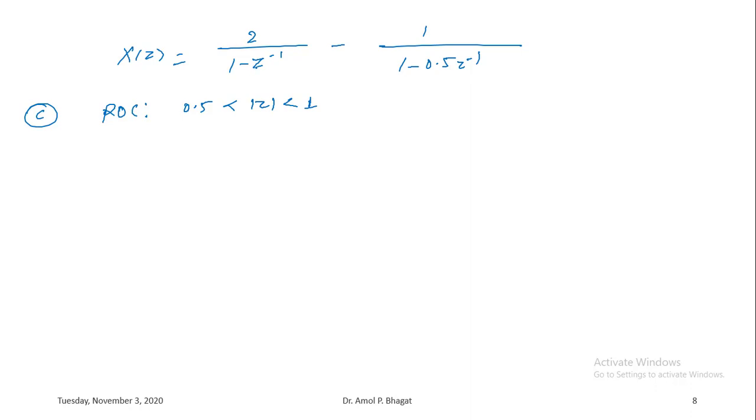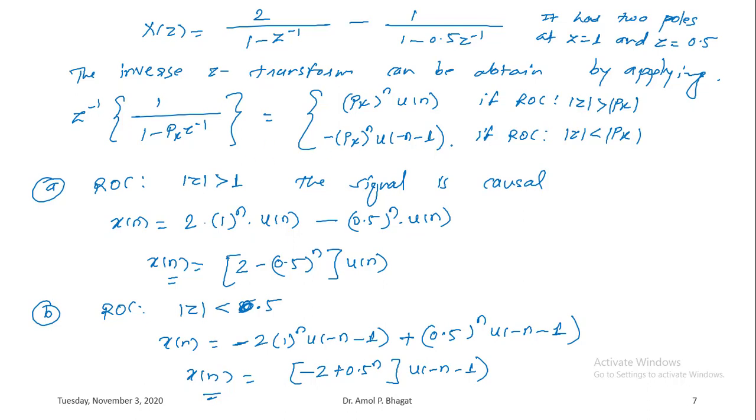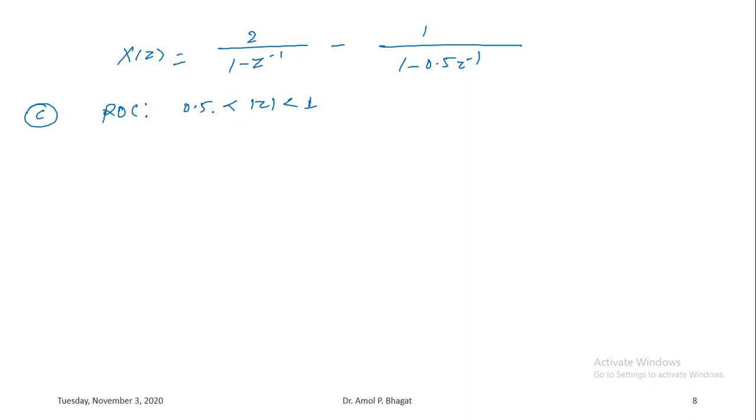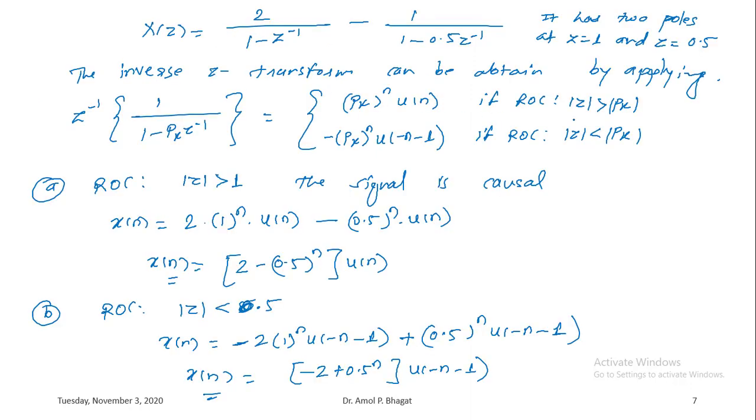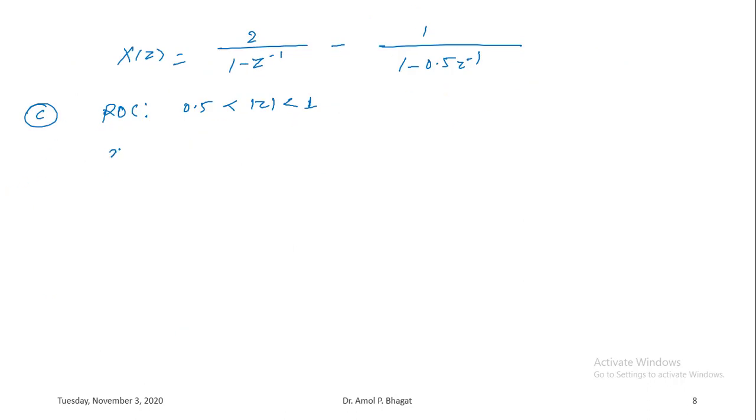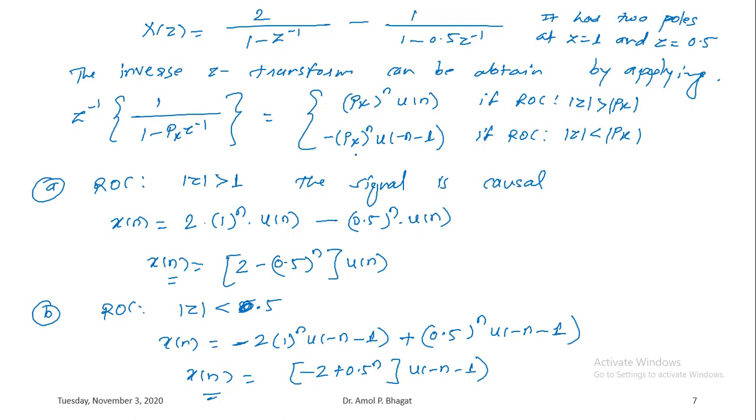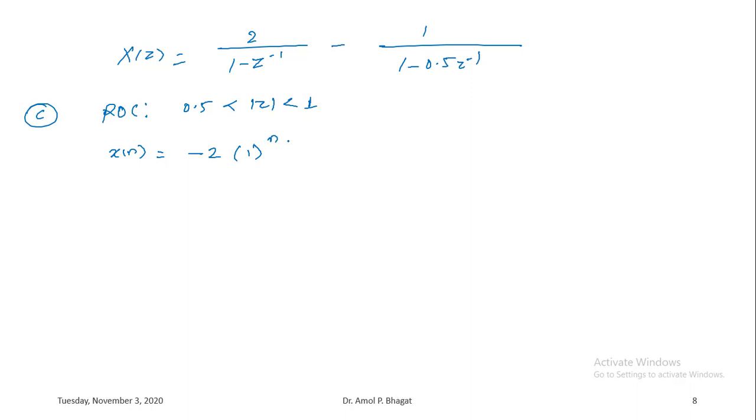So here you can see the pole value is 1. So here the ROC is less than 1, right? If it is less than 1, for this first term this second form will be applicable, while for this second term, as mod z is greater than 0.5 and the pole value is 0.5, this first form will be applicable. Okay, so as per that form, as it is a two-sided signal, x of n will simply have again minus 2, as per this equation, minus 1 to the power n, minus 2 into 1 to the power n into u of minus n minus 1.